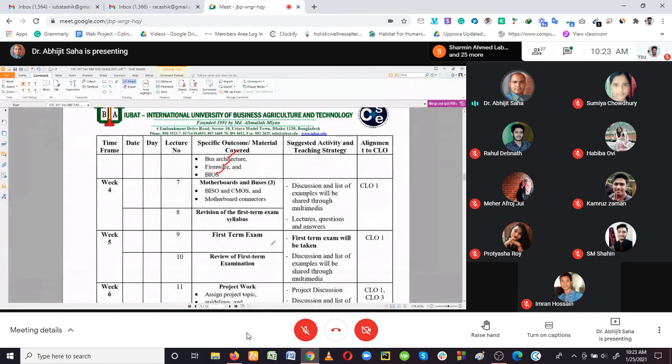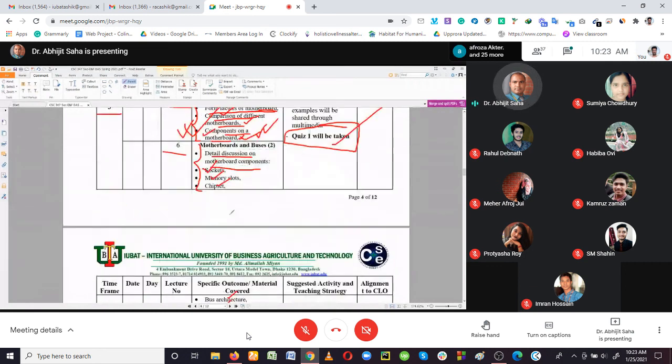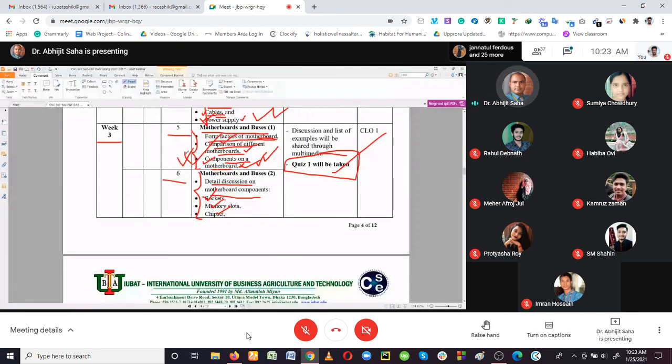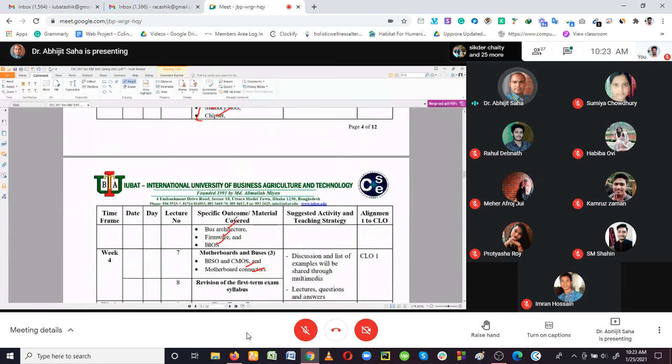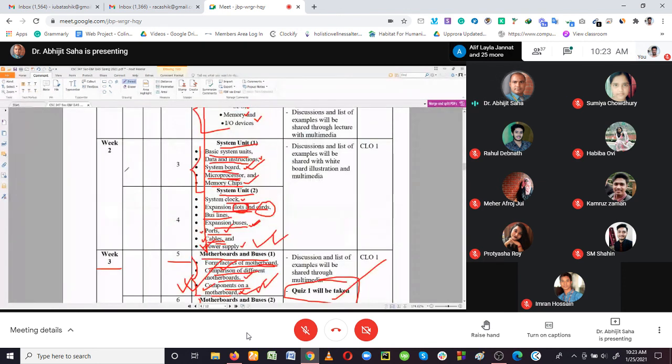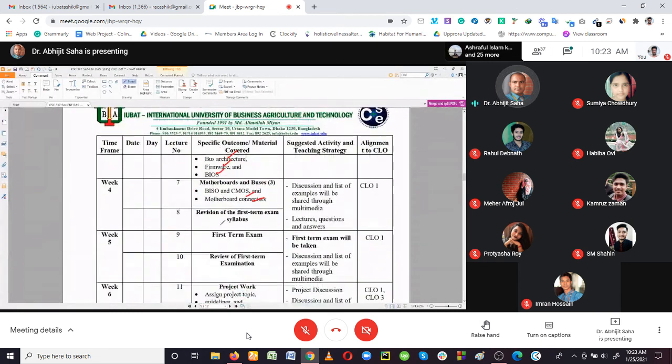Then the motherboard discussions: connectors, BIOS and CMOS. So there are three lectures, 3 to 4 hours for this topic. As I said, we are going to spend much time on it. The discussions will continue from the third week, and by the third week we will be able to finish this motherboard topic. After finishing the motherboard topic, I have kept a 1 hour class as a revision.